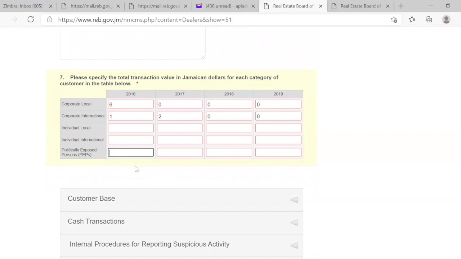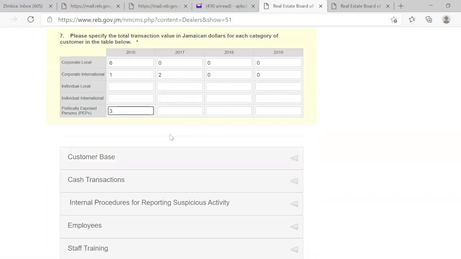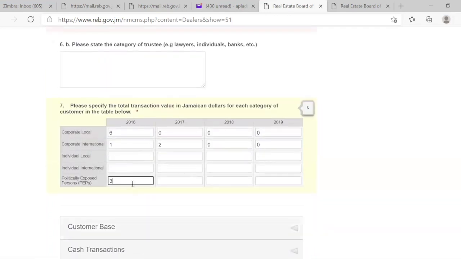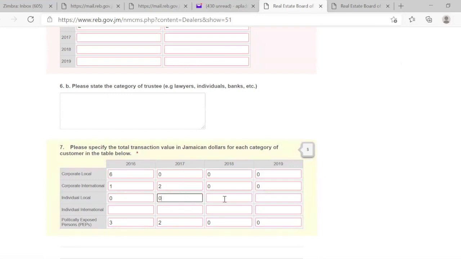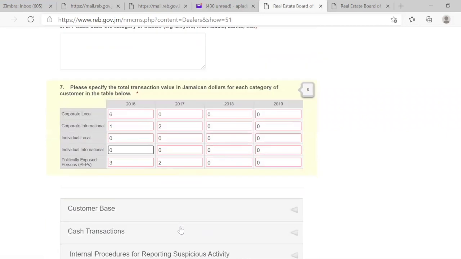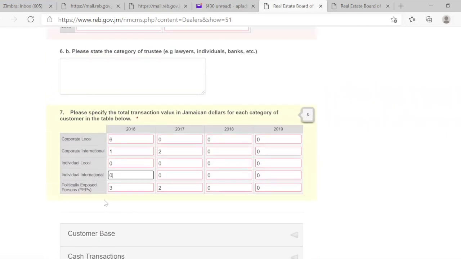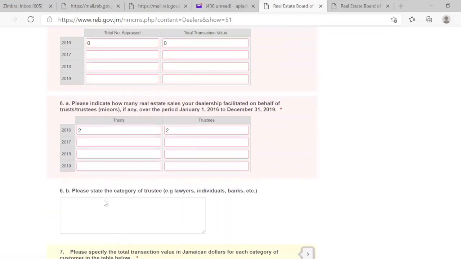So those are the number of persons you have dealt with over those years, then you can simply input it. So let's say in 2016, I've dealt with 3, 2017, you have dealt with 2, and so on. 2018, none, you put 0, 2019, none, you put 0. And you'll populate the entire fields as necessary here, just to ensure that all the fields are completed, right? And basically, that is how you approach completing this questionnaire, right?